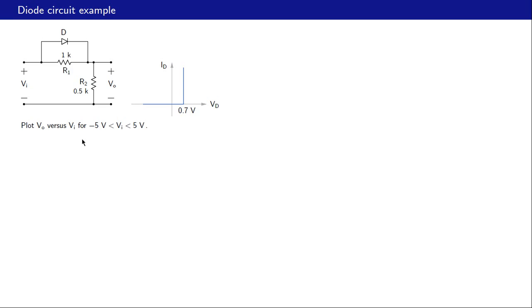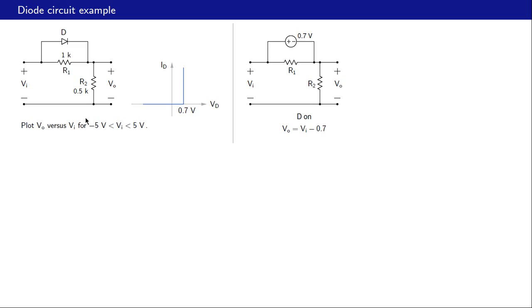Here is our next diode circuit example. This is our input voltage Vi, that is the output voltage Vo, and we want to plot Vo as a function of Vi for Vi varying from minus 5 volts to plus 5 volts. And this is the ID-VD relationship for the diode that we will use, and it is of course the same as what we used previously. To begin with, let us consider this circuit with the diode D conducting, and in that case we can replace the diode with a battery 0.7 volts as shown over here.